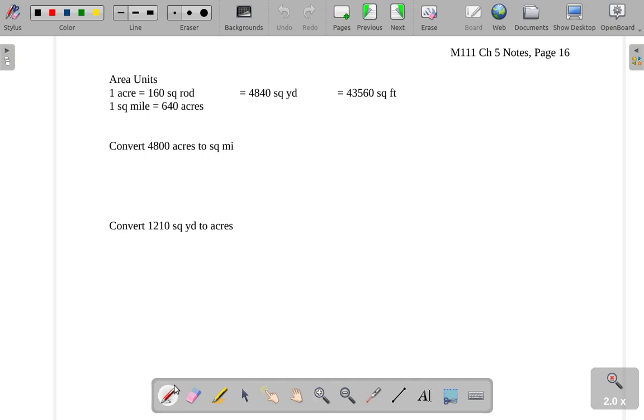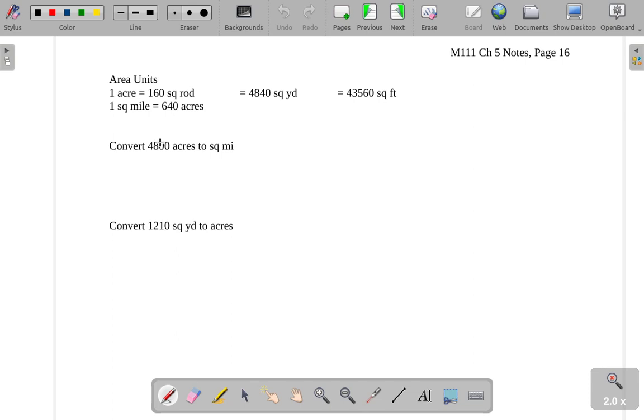Alright, so in the US system of measurements, we have a specialized unit for measuring areas, and we call these acres. 1 acre is 160 square rods, it's 4,840 square yards, it's a bunch of square feet. 1 square mile is 640 acres. I don't know, there's a bunch of conversions you could use here.